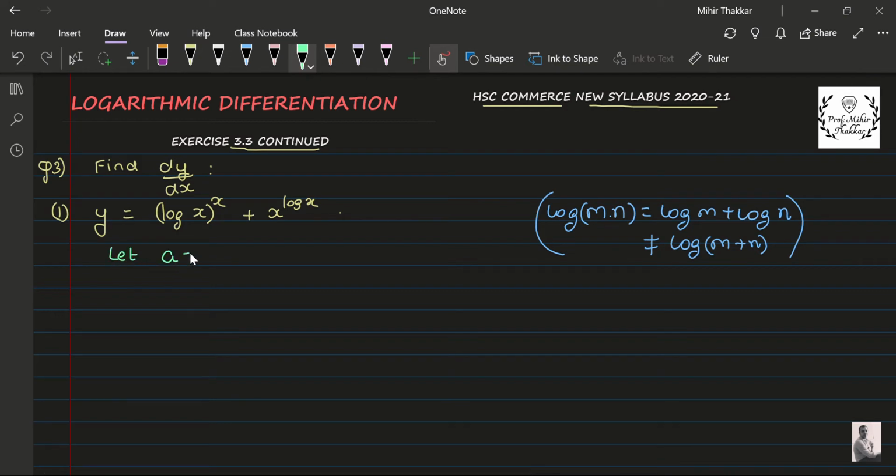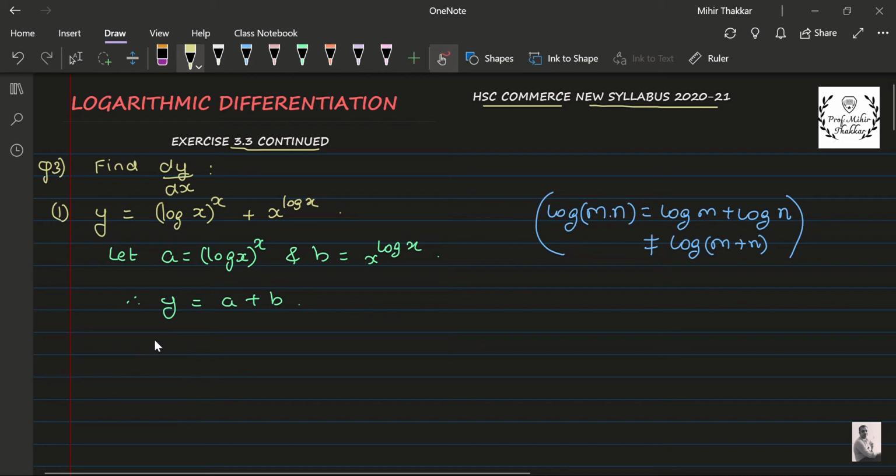let a is equal to the first term, which is log x raised to x, and b is equal to the second term, which is x raised to log x. So according to this, your value of y will become a plus b. We are interested in the value of dy by dx. So we will say over here, differentiate with respect to x.